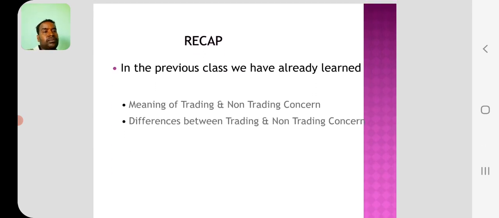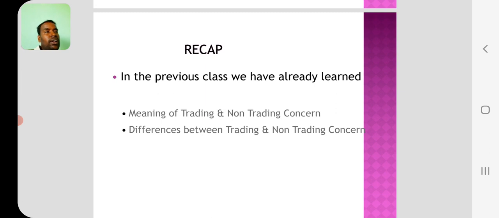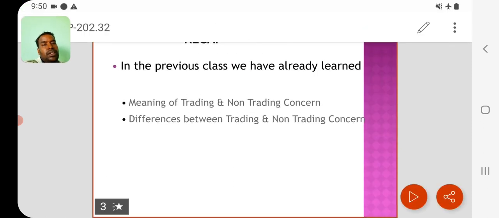See once again. Already we know that in every business organization, they prepare different types of accounts. The first ones are journal entries, ledgers, cash book, purchase book, sales book.